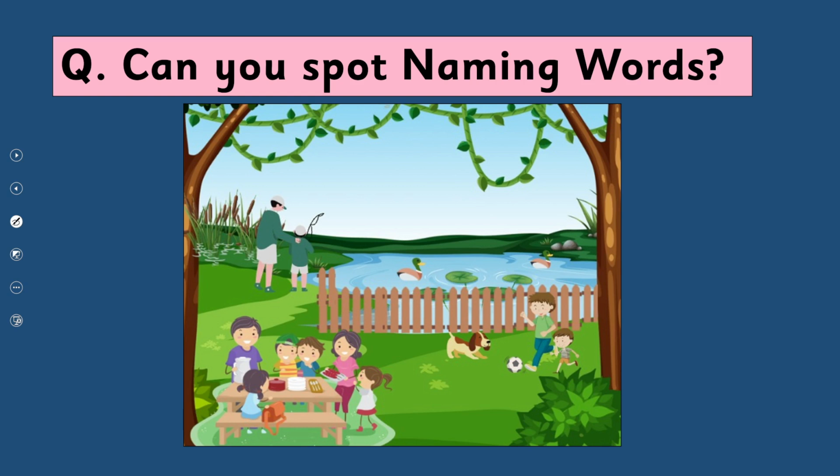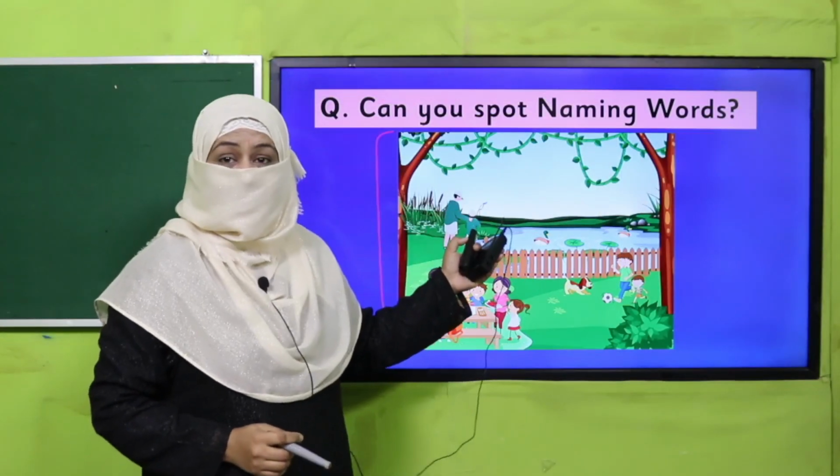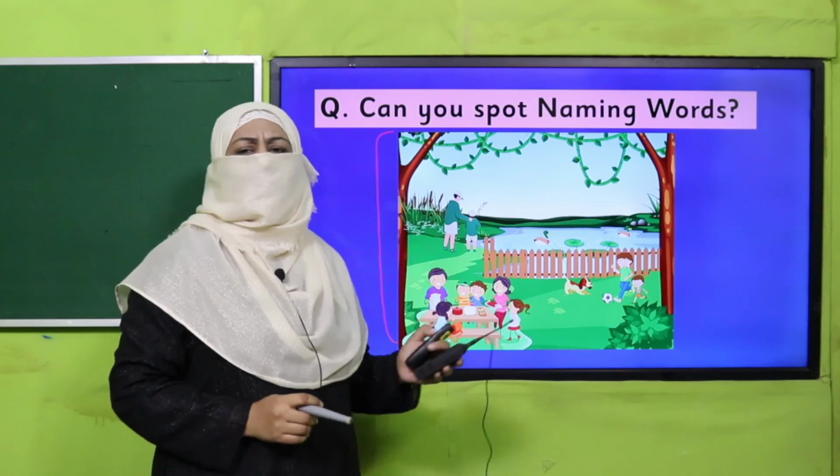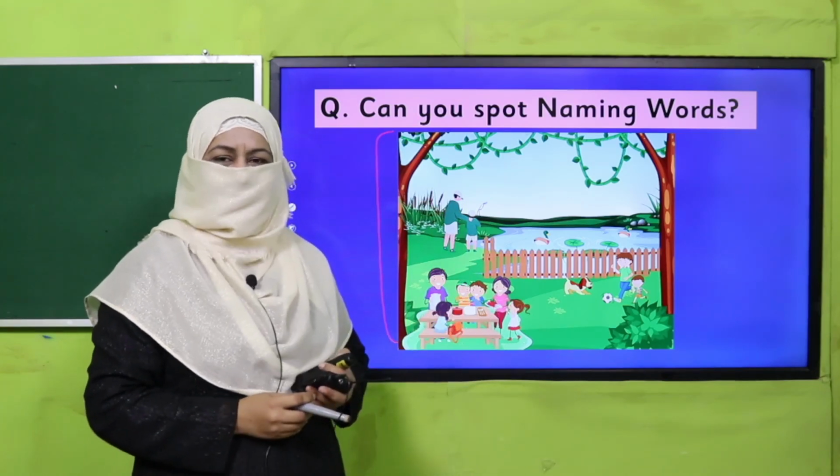So, suppose this is a park. This is a picture of a park. If you are sitting here, this park becomes your immediate environment. Whatever you find here, name it. Pause the video, enjoy the activity, and then come back.